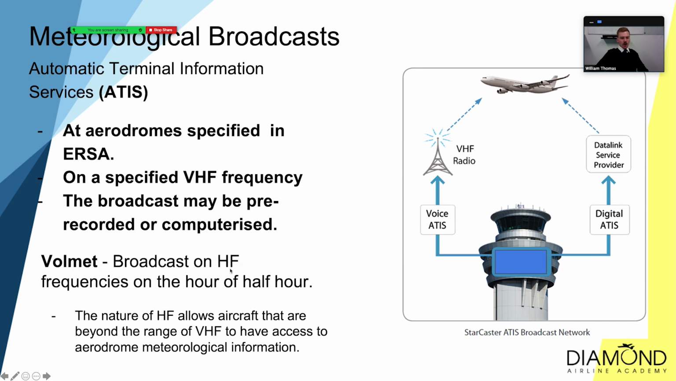VOLMET broadcast on high frequency radio on the hour or half hour. The nature of high frequency radio allows aircraft that are beyond VHF range to have access to those messages. We can find VOLMET frequencies on our planning chart Australia. So if we're beyond VHF radio coverage, we can tune up our HF radio and listen to the VOLMET.